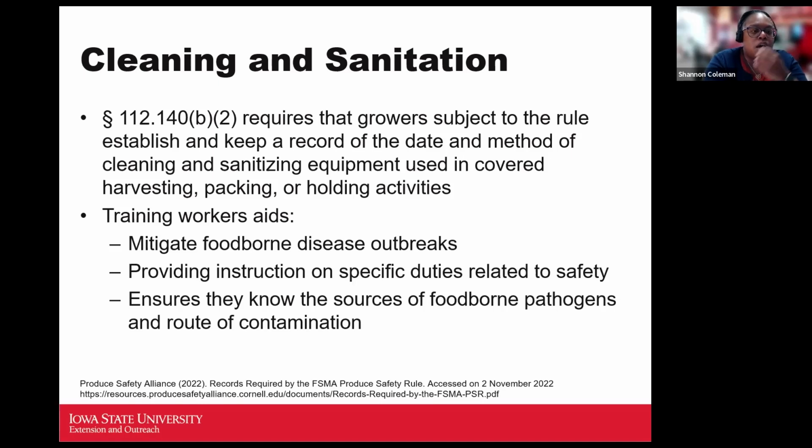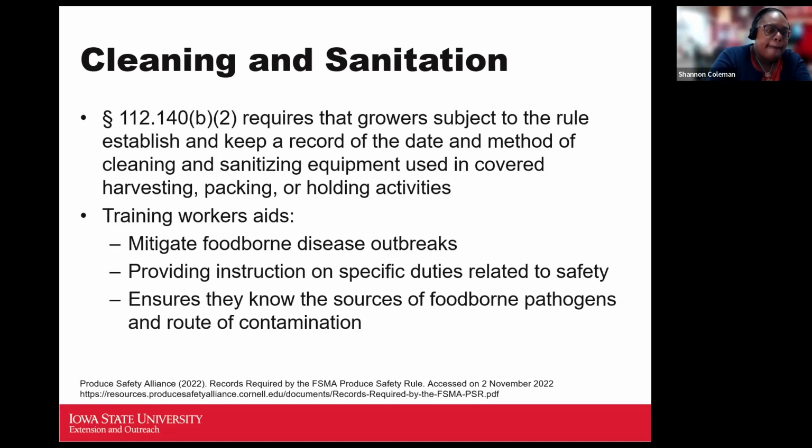Training workers about produce safety helps with the mitigation of foodborne disease outbreaks. Often, workers will be more willing to comply with rules if they know their potential risk. So workers must be trained on specific duties pertaining to the safety and working with the covered produce and covered food contact surfaces, and the supervision of these tasks.